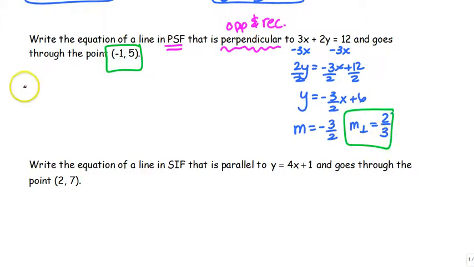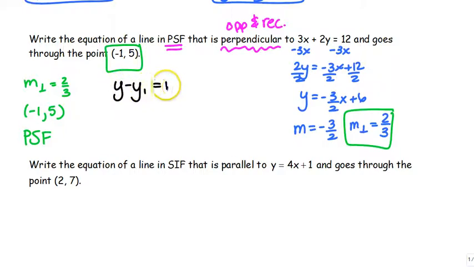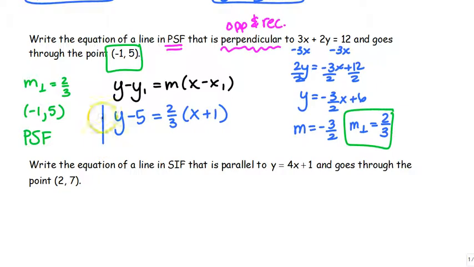So I'm using my perpendicular slope, my point negative 1, 5, and most important, I want it to be in point-slope form. So think about what form it has to be in. Point-slope form, I'm looking for my answer to be in this form. All I'm doing is substituting in that slope and my point. So we get y minus our y coordinate of 5, our slope of 2/3, x minus our x1, minus the negative means we have a positive 1. You stop there for point-slope form.